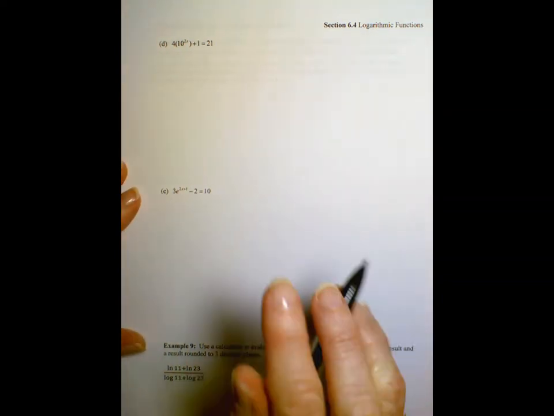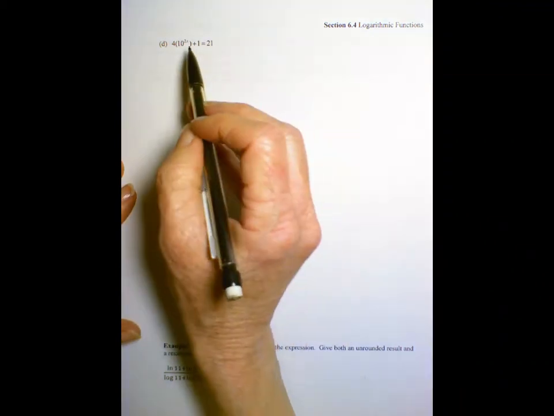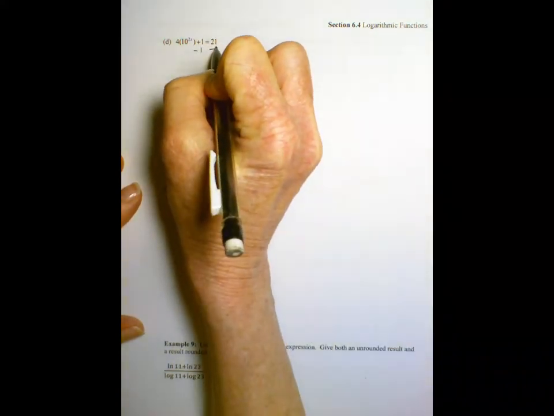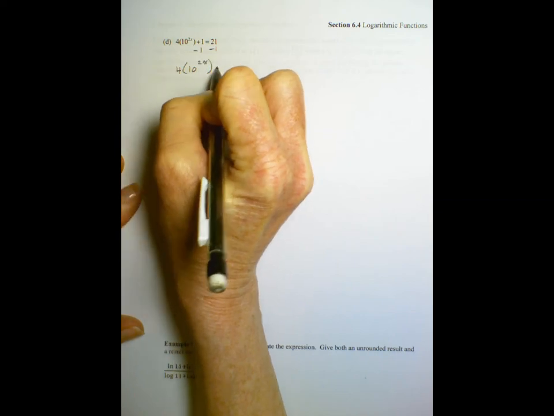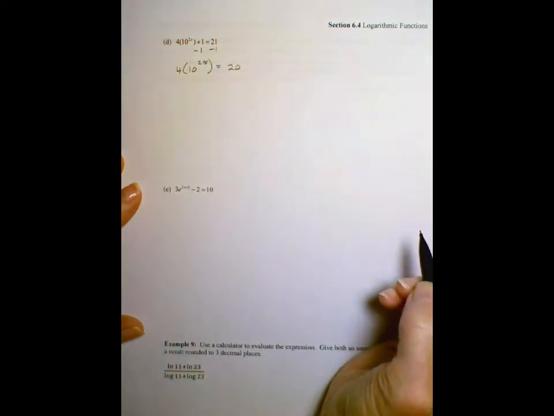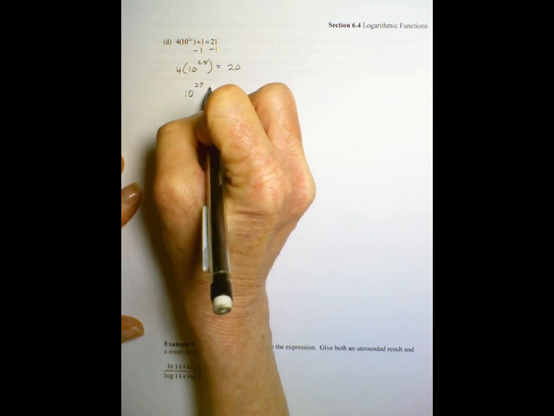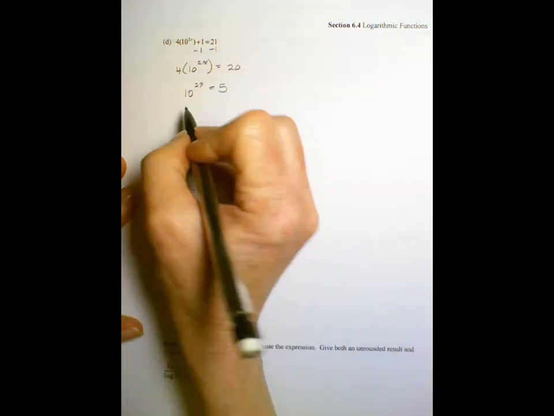Remember, we start by isolating the exponential part. It is not isolated right now. Here it is in the parentheses, but it's being multiplied by 4 and having 1 added to it. So let's start by subtracting 1 and dividing by 4. So we have 10 to the 2x equals 5. Now we'll change it to a log.